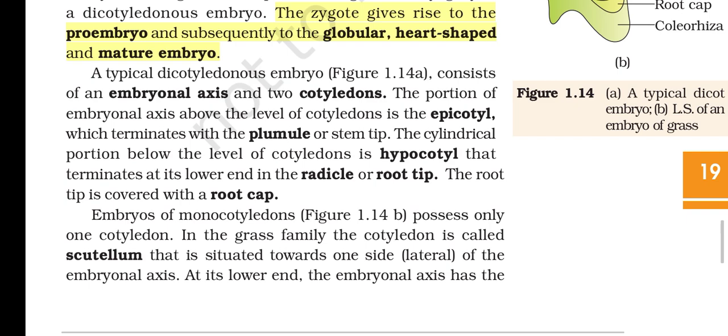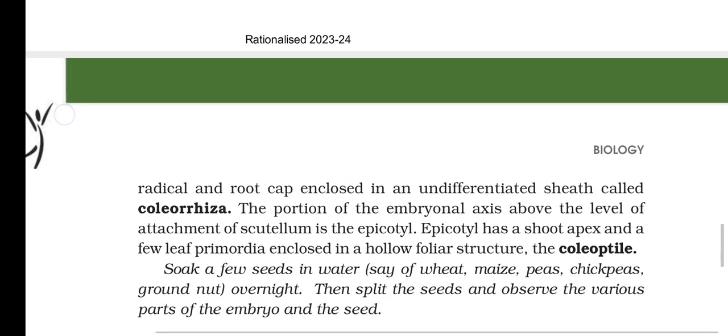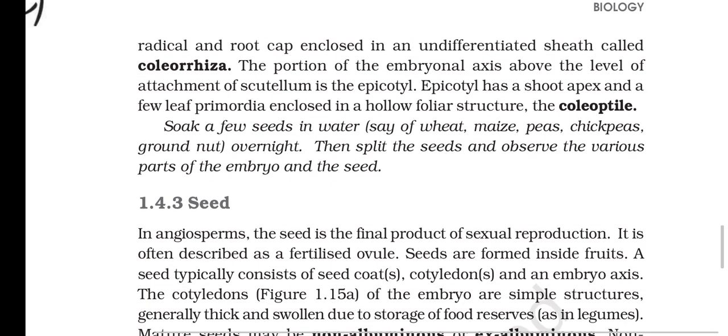Embryo of monocotyledons possess only one cotyledon. In the grass family, the cotyledon is called scutellum, that is situated towards one side, lateral, of the embryonal axis. At its lower end, the embryonal axis has the radicle and root cap enclosed in an undifferentiated sheath called coleorhiza. The portion of the embryonal axis above the level of attachment of scutellum is the epicotyl. Epicotyl has a shoot apex and a few leaf primordia enclosed in a hollow foliar structure, the coleoptile.